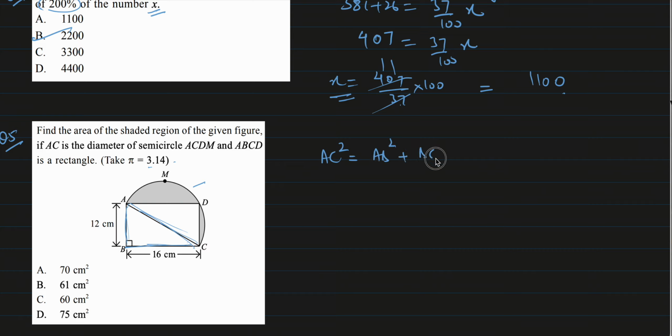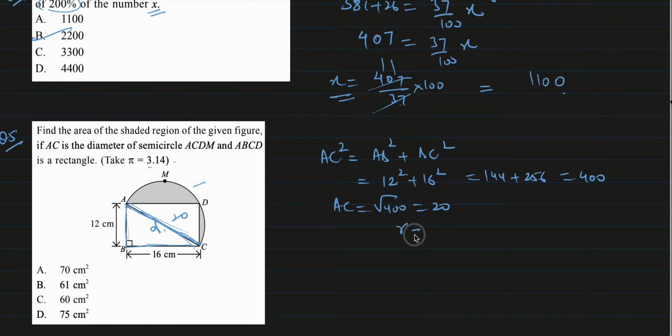Perpendicular square plus base square, which is 12 square plus 16 square, which is 144 plus 256. I think that's 400. Yeah. So AC is square root of 400, which comes out to be 20. So that's the diameter of the semicircle also. So if diameter is 20, radius is 20 by 2, 10 centimeters.